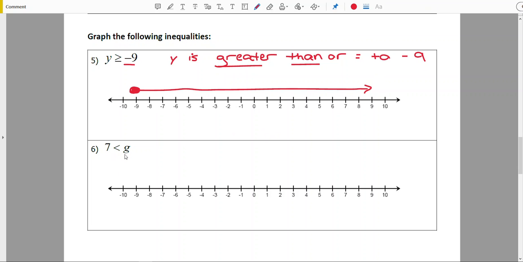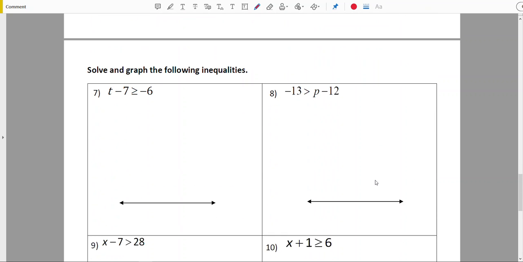For the next one, I'm just going to interpret it really quick. So I'm going to read from where G is. G is greater than. The open side of the sign is facing the letter. And then there's no equal to because there's no line, so it's just greater than 7. So because our number is 7, I'm going to put my circle on 7, but it's not shaded. And G is greater, and all the greater numbers lie to the right. All right, so that's 5 and 6.